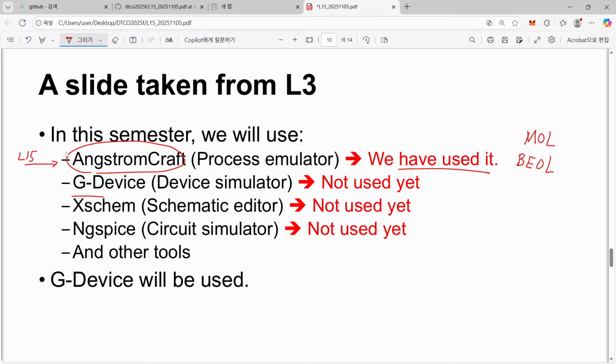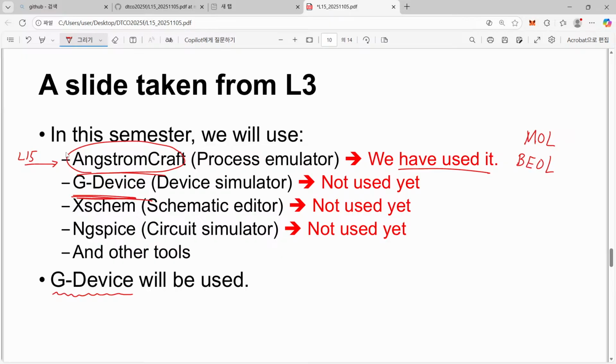That's the reason why I make a pause in the use of Ångström-Craft, and now we will start a simple discussion about the device simulator. What is the difference between these two tools? They have different purposes. Up to now, we wanted to make the structure, the geometry of our transistor. Then, is it good in its current conduction or not? That cannot be answered by this Ångström-Craft code, because it is specialized for structure generation.